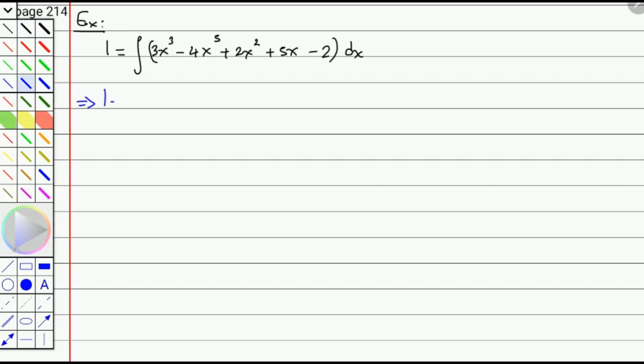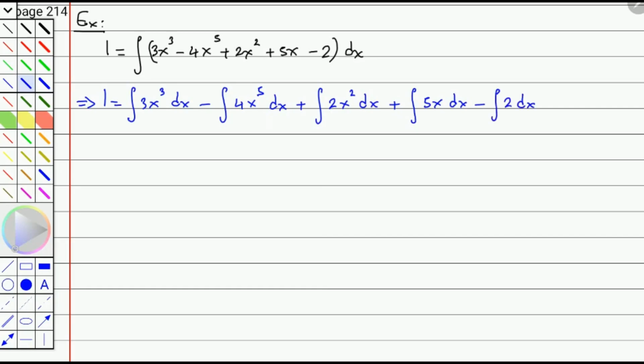So I is equal to, since we have a sum or a difference, we can break them apart. The integral of 3x cubed dx minus the integral of 4x to the 5th dx plus the integral of 2x squared dx plus the integral of 5x dx minus the integral of 2 dx. We can see now that we have functions multiplied by constants, and the last one is the integral of a constant. So we can take them outside.